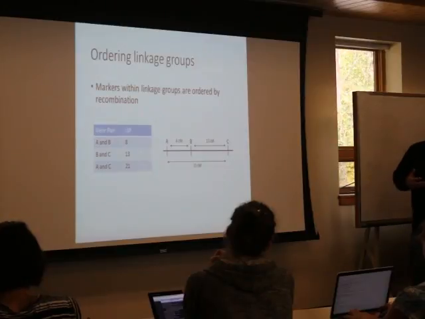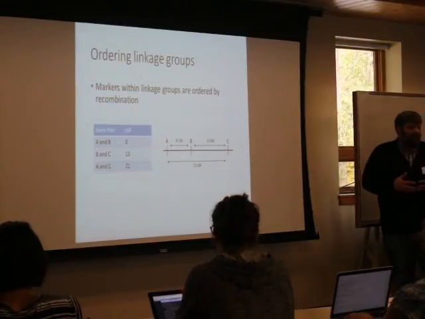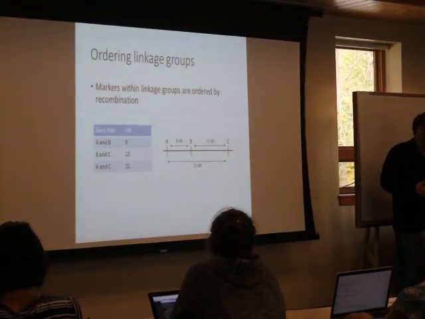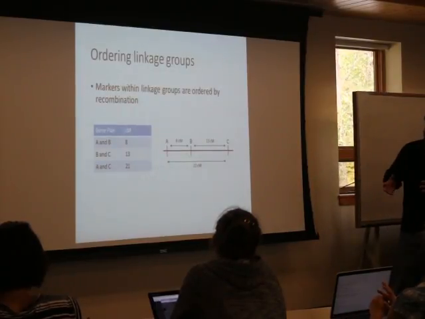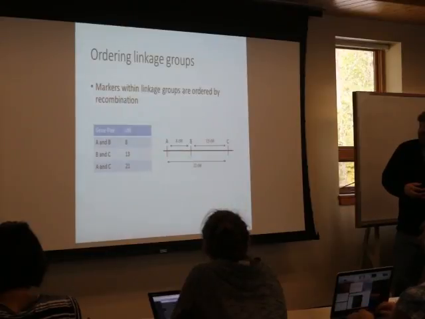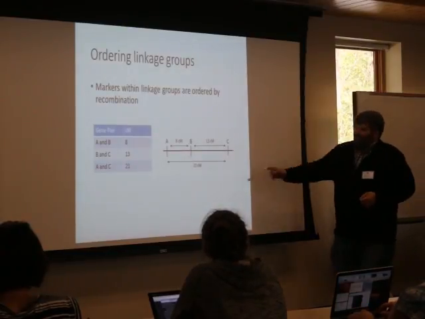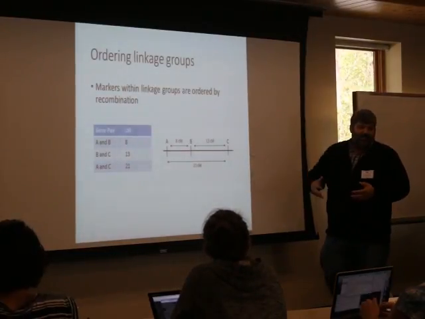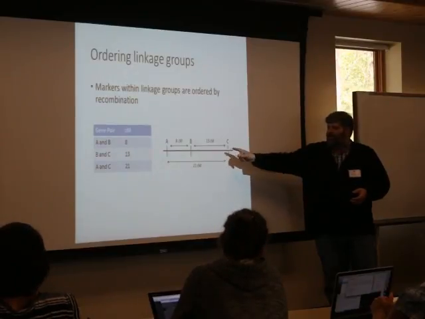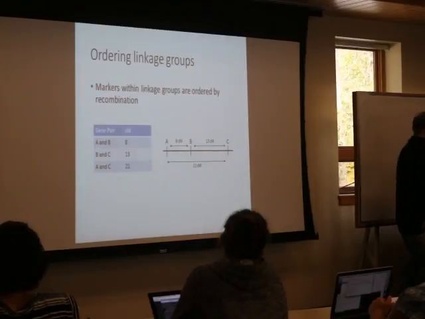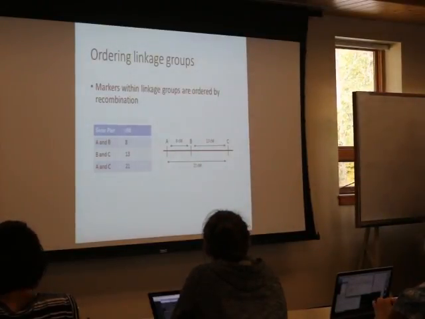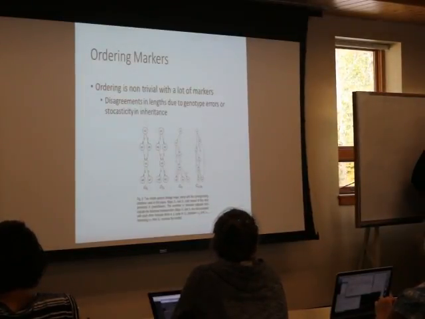Once you have your markers combined into linkage groups, they're ordered within linkage groups. If you have a simple case with 3 different markers in a perfect world, you can measure the centimorgan distance between each of those marker pairs, and then use that to identify the order of the 3 markers. So it's conceptually pretty easy to do, but in reality, it's really complex.